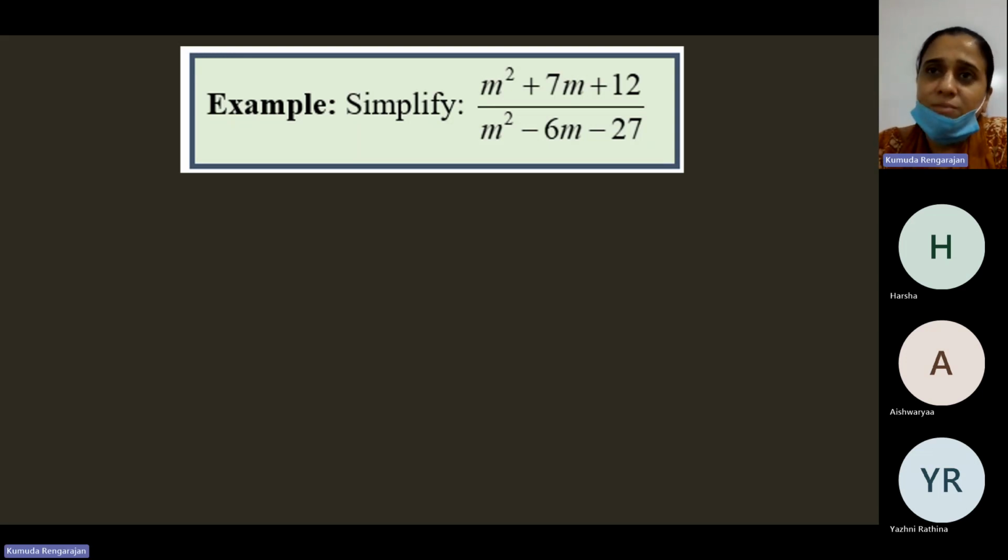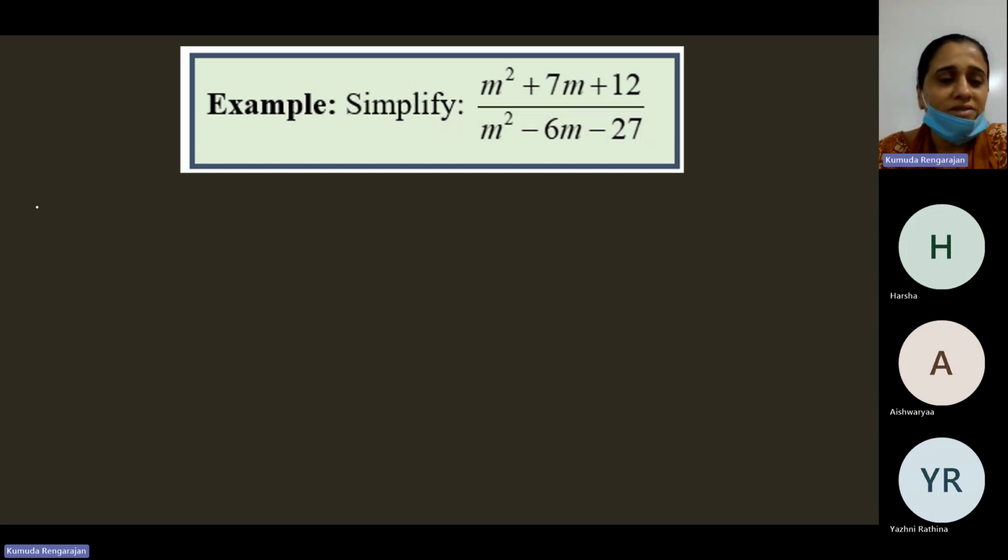When the trinomial is a perfect square, then you can factorize it as a plus b the whole square or a minus b the whole square. If the trinomial is of the form a square plus 2ab plus b square, then it is a plus b the whole square. If it is of the form a square minus 2ab plus b square, then it is a minus b the whole square. But if you have a trinomial which is not a perfect square, then you factorize by splitting the middle term.